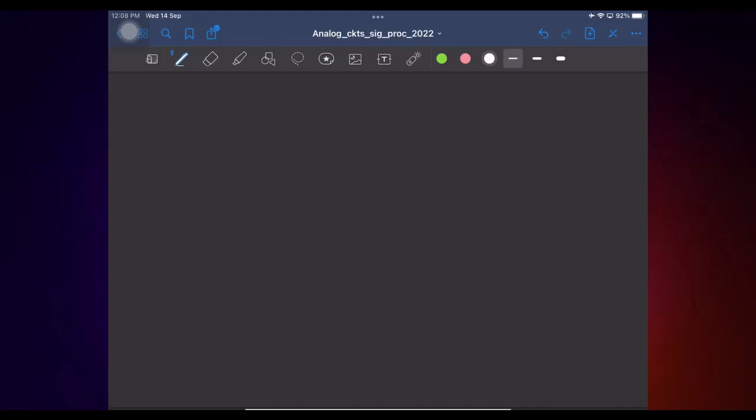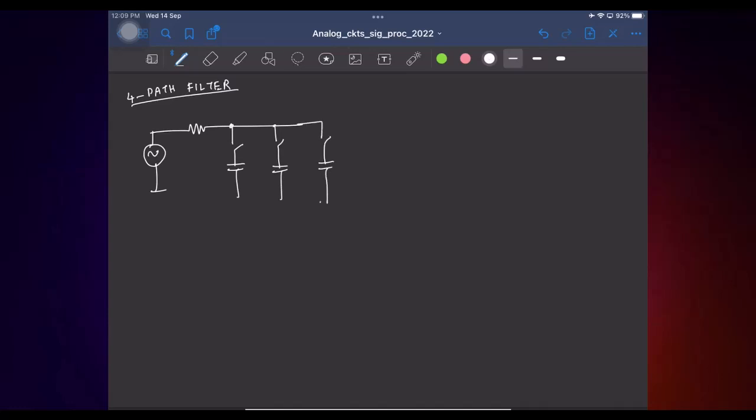The last portion we saw in the last class was we took a four path filter and tried to compute the harmonic transfer functions. So let me draw the four path filter quickly. This is the first, second, third and fourth. And the clock phases look like this, right? This is the first clock, this is second, this is third and this is fourth.